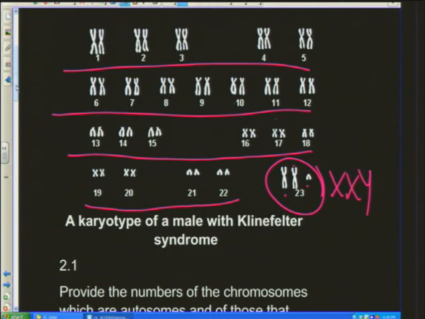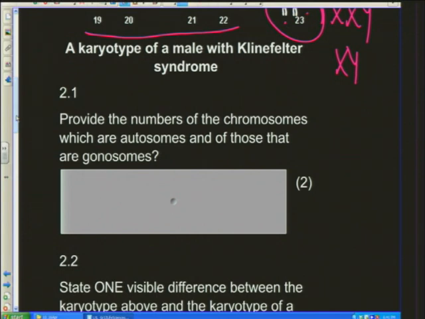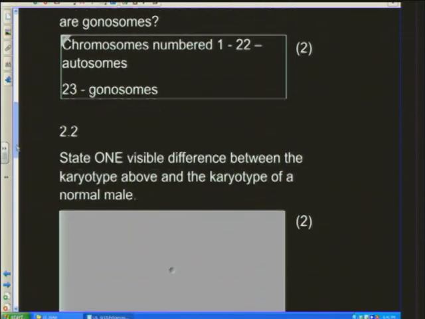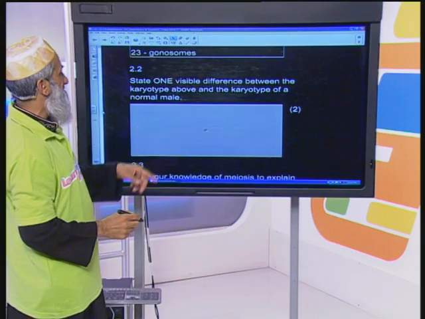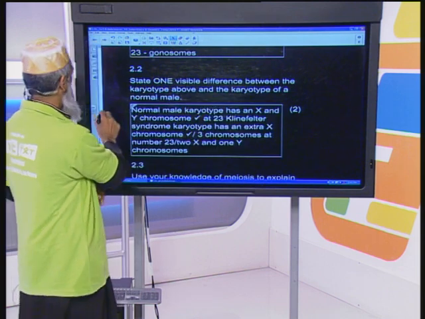You're either XX or you're XY. This one is XXY, so this is a problem. Okay? So that was the first thing there. Provide the numbers of chromosomes which are autosomes and that are gonosomes, and we've done that already for you. Chromosomes number 1 to 22 are autosomes, and number 23 is the gonosome. So we need to know that. State one visible difference between the karyotype above and the karyotype of a normal male. I showed it to you just now.